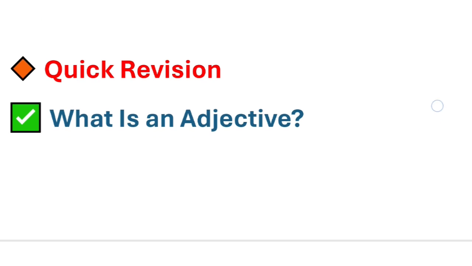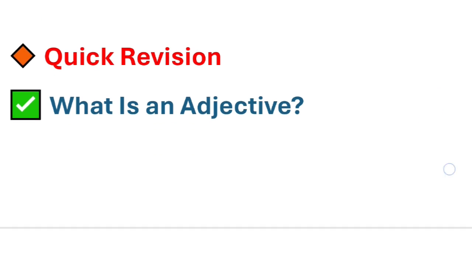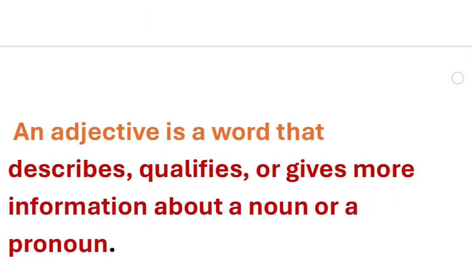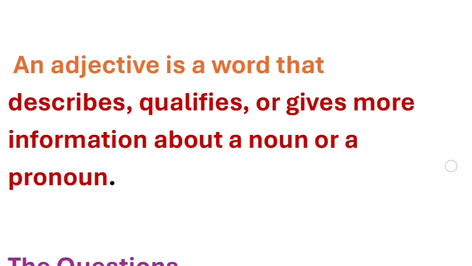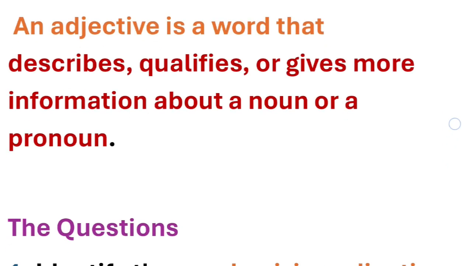So let's talk. We're going to do now the quick revision of what an adjective is, so that you're able to reach your answer. An adjective is a word that describes, qualifies, or gives more information about a noun or a pronoun. So, any word that gives more information about a noun will be an adjective.